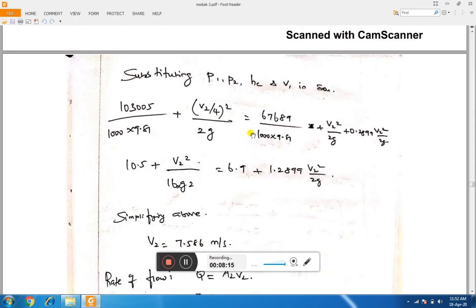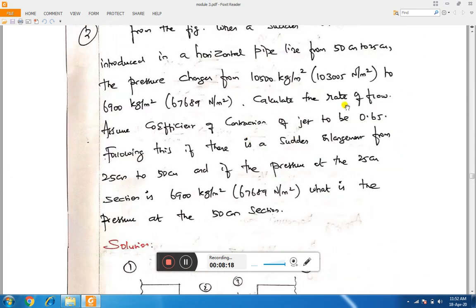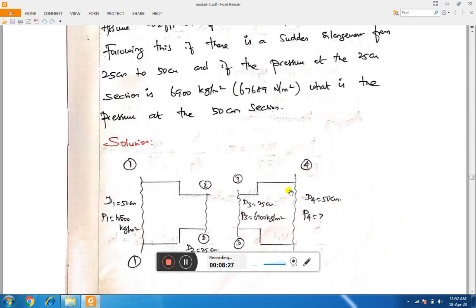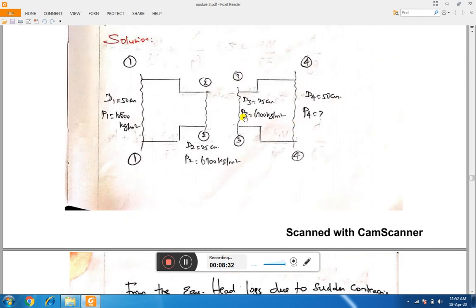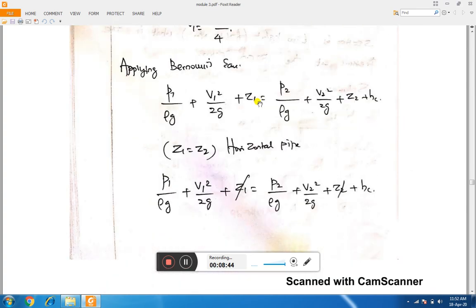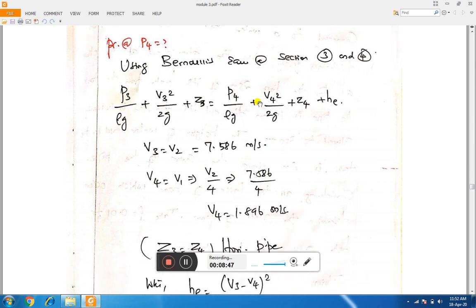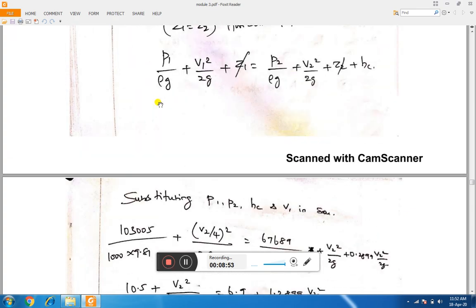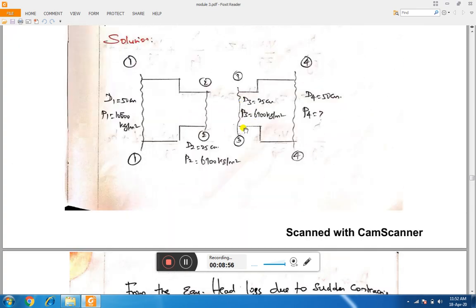Now we are going for the second part of the problem. Calculating the rate of flow is the first part of the problem. Now following this, there is a sudden enlargement from 25 centimeters, so this is this part. Now what is the question? What is the pressure at the 50 centimeter section? So if the small diameter is increasing to a bigger diameter, what will be the pressure at the enlarged section? Now this is the second part of the problem, between section 3 and 4. Now we are applying Bernoulli's principle between section 3 and section 4. So section 3 is the smaller section, this one, and section 4 is the bigger section.